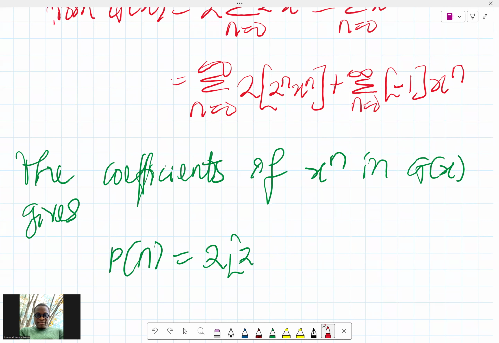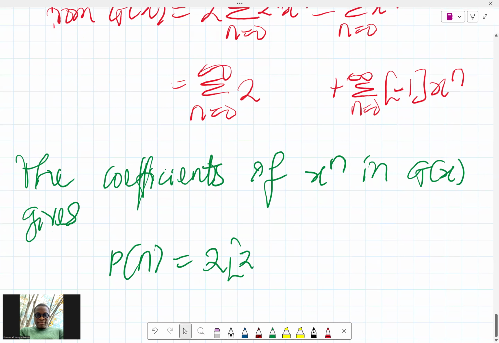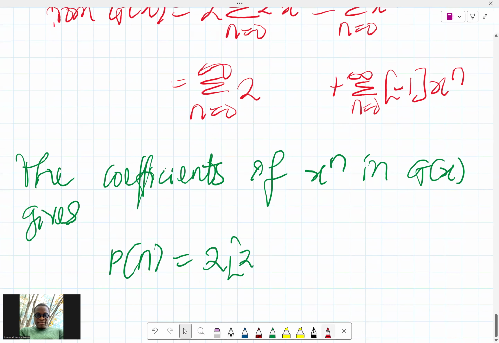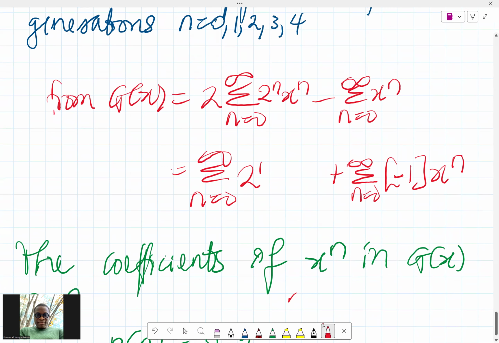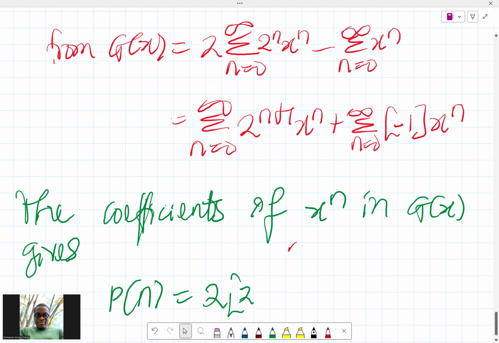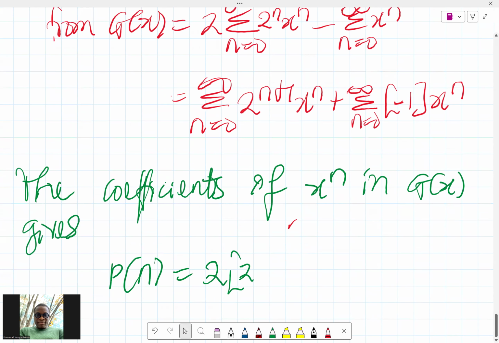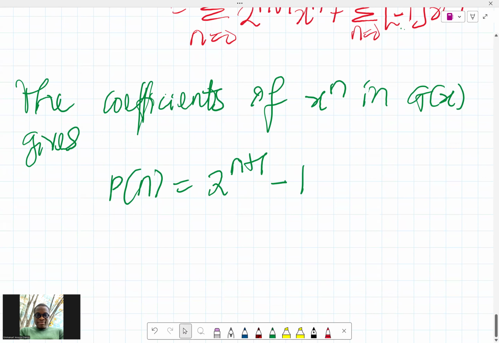In fact, I should write this better. Let me write it in a better way. So this is more like, yeah, I mean, we can even do it in a smarter way. So this is 2. If 2 raised power 1 multiplies 2 raised power n, we have 2 raised power n plus 1. So we can do it that way. And this is x raised power n. So now the coefficients of x raised power n in g of x will now be 2 raised power n plus 1 minus 1. Okay. Just this one directly now. Minus 1. So with that, now we have our population.